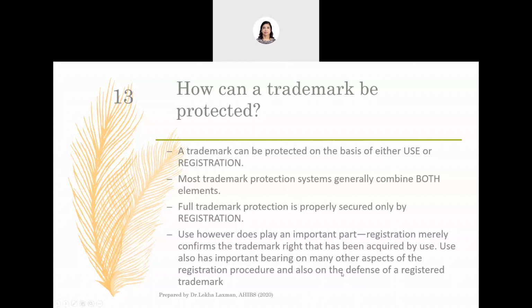And sometimes it can be used as a defense of a registered trademark. So sometimes when people sue you for infringement, then you can actually show that you've been using that particular trademark for a period of time, right? So then if somebody sues you, you can say, hey, wait a minute, I've been using this trademark for a very long time. And you can prove that, right?